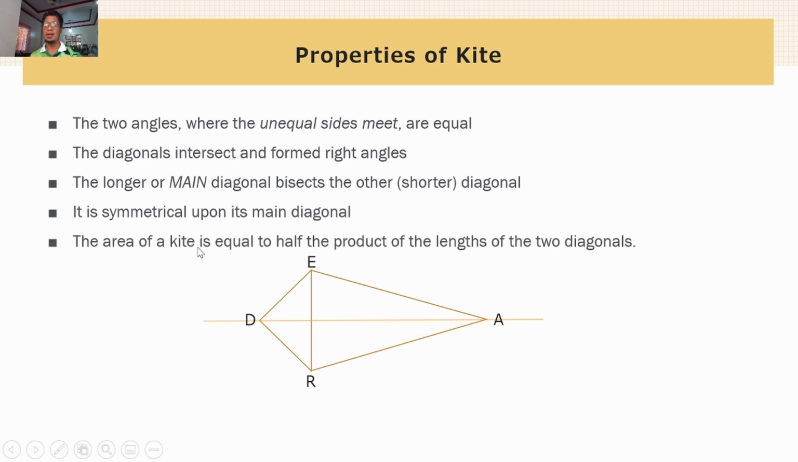The area of a kite is equal to half the product of the lengths of the two diagonals. So with our diagonals, you multiply them, and then divide by 2, and that is the area of our kite. Let's not forget, this often appears in tests and quizzes. Whenever you need the area of a kite, all you have to do is multiply the two diagonals, and the answer will be divided by 2. So those are the properties.